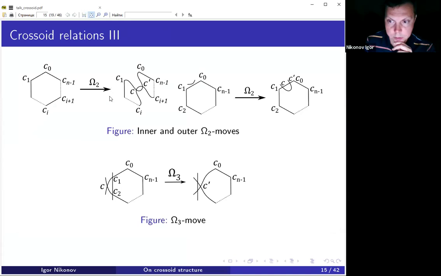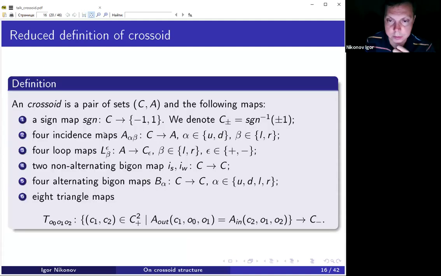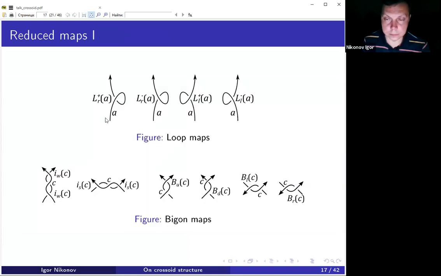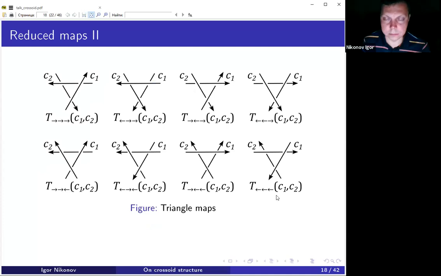So we may consider these maps, and then using this inner Omega-2 move, we can construct any polygon map expressed through these maps for loops, bigons, and triangles. So we can define a crossoid using these loop, bigon, and triangle maps. Now here you can see the corresponding pictures. We have 4 variants for the loop maps because there are 4 types of loop, and we have 6 maps for bigons: 2 maps for non-alternating bigons, which appear in second Reidemeister moves, and 4 maps for alternating bigons. And we may take only 8 variants for triangle maps.